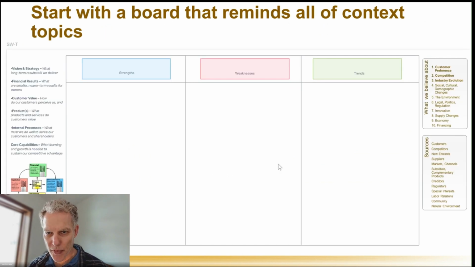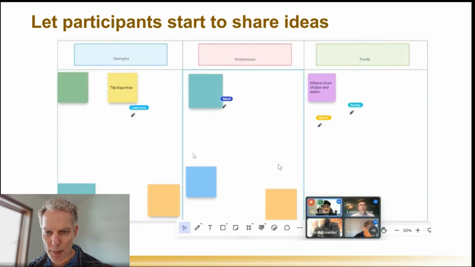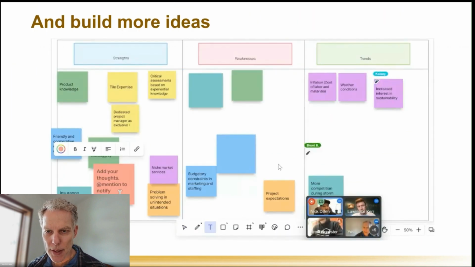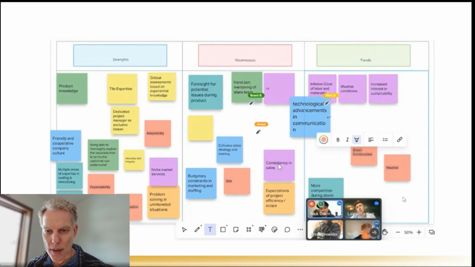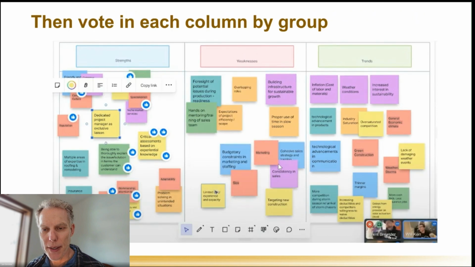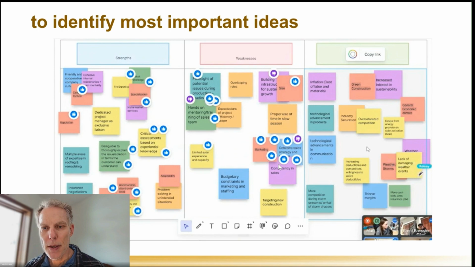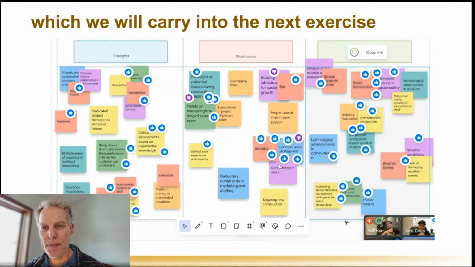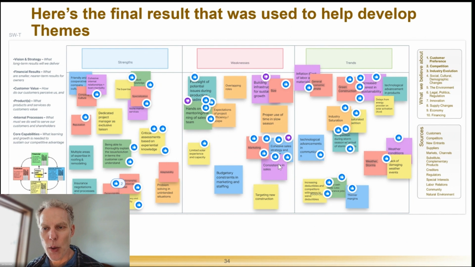Looking at the Formula Roofing example, start with a board that reminds everyone of the context topics. Let participants start to share ideas and build more ideas. When ideas flow, people discuss what they wrote and group ideas, and then vote on the groupings within each column to identify the most important ideas, which will carry into the next exercise. The final result here is what was used to help develop their themes.